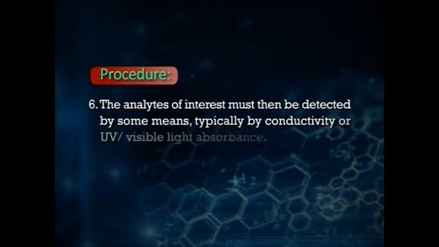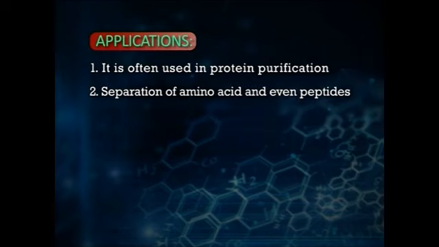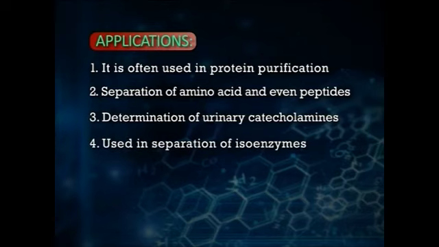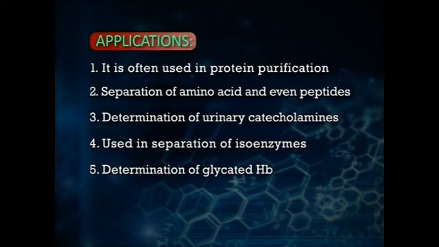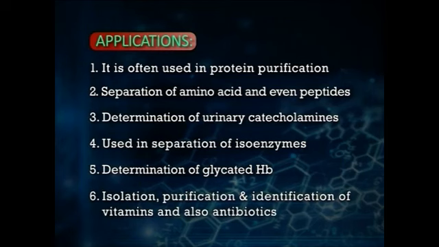Sixth, the analytes of interest must then be detected by some means, typically by conductivity or UV visible light absorbance. Coming to the applications. First, it is often used in protein purification. Second, separation of amino acids and even peptides. Third, determination of urinary catecholamines. Fourth, used in separation of isoenzymes. Fifth, determination of glycated hemoglobin. Sixth, isolation, purification and identification of vitamins and also antibiotics.